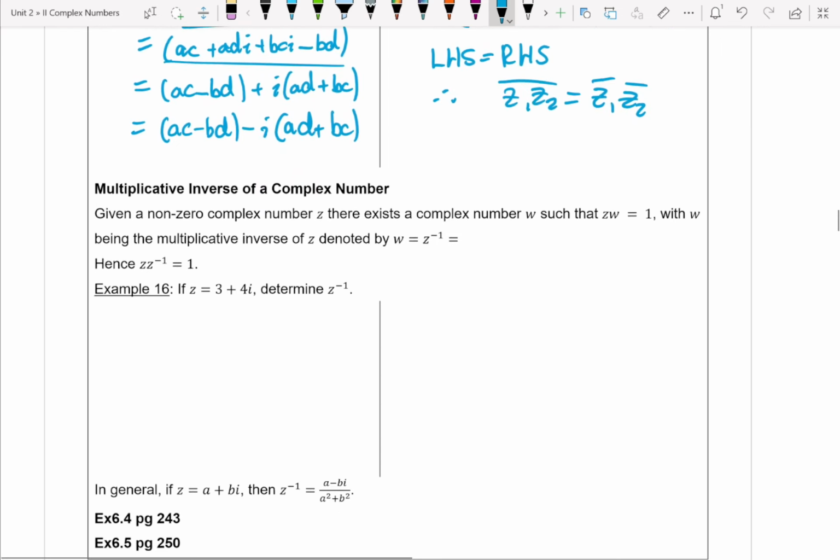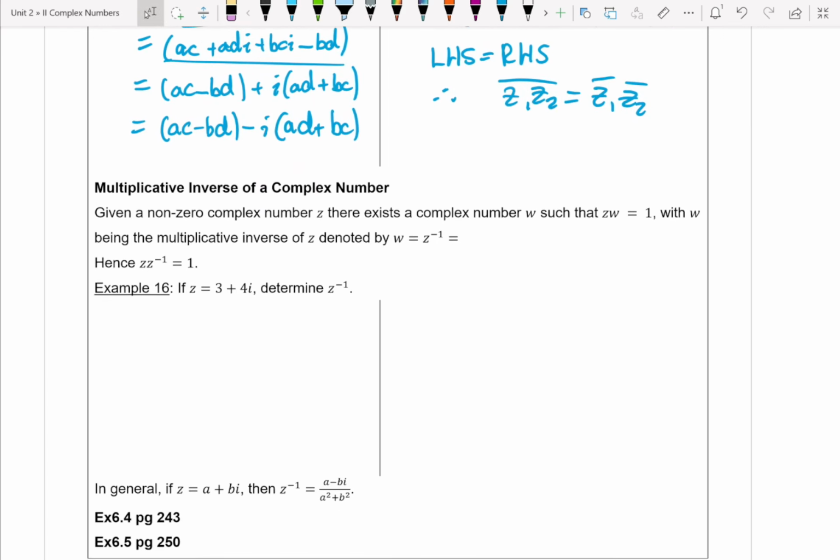All right, next idea that we're looking at, and this will end the video for today. Given a non-zero complex number z, there exists a complex number w such that z times w is equal to 1, with w being the multiplicative inverse of z, denoted by w is equal to z to the negative 1, which is equal to 1 over z. So hence z times its inverse is equal to 1.